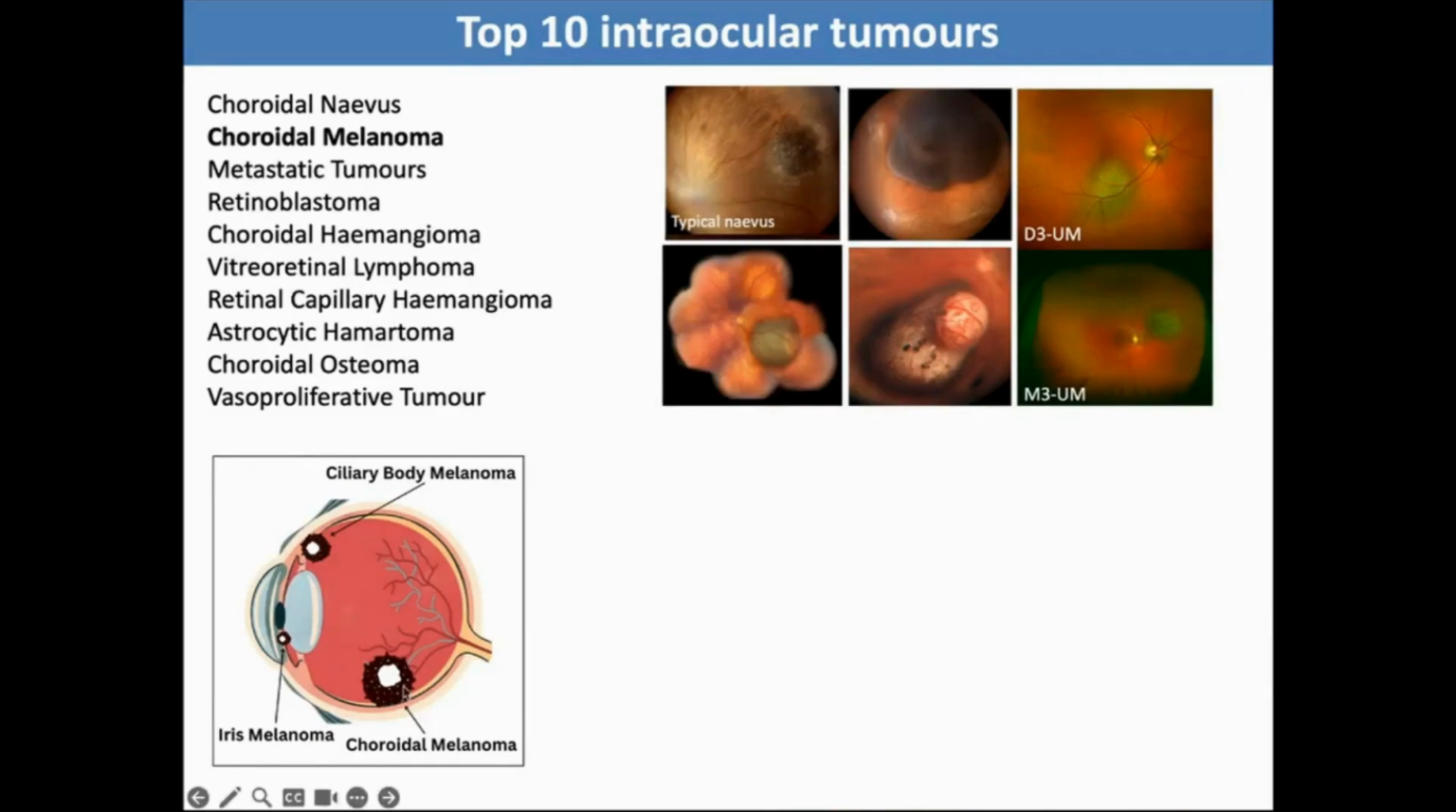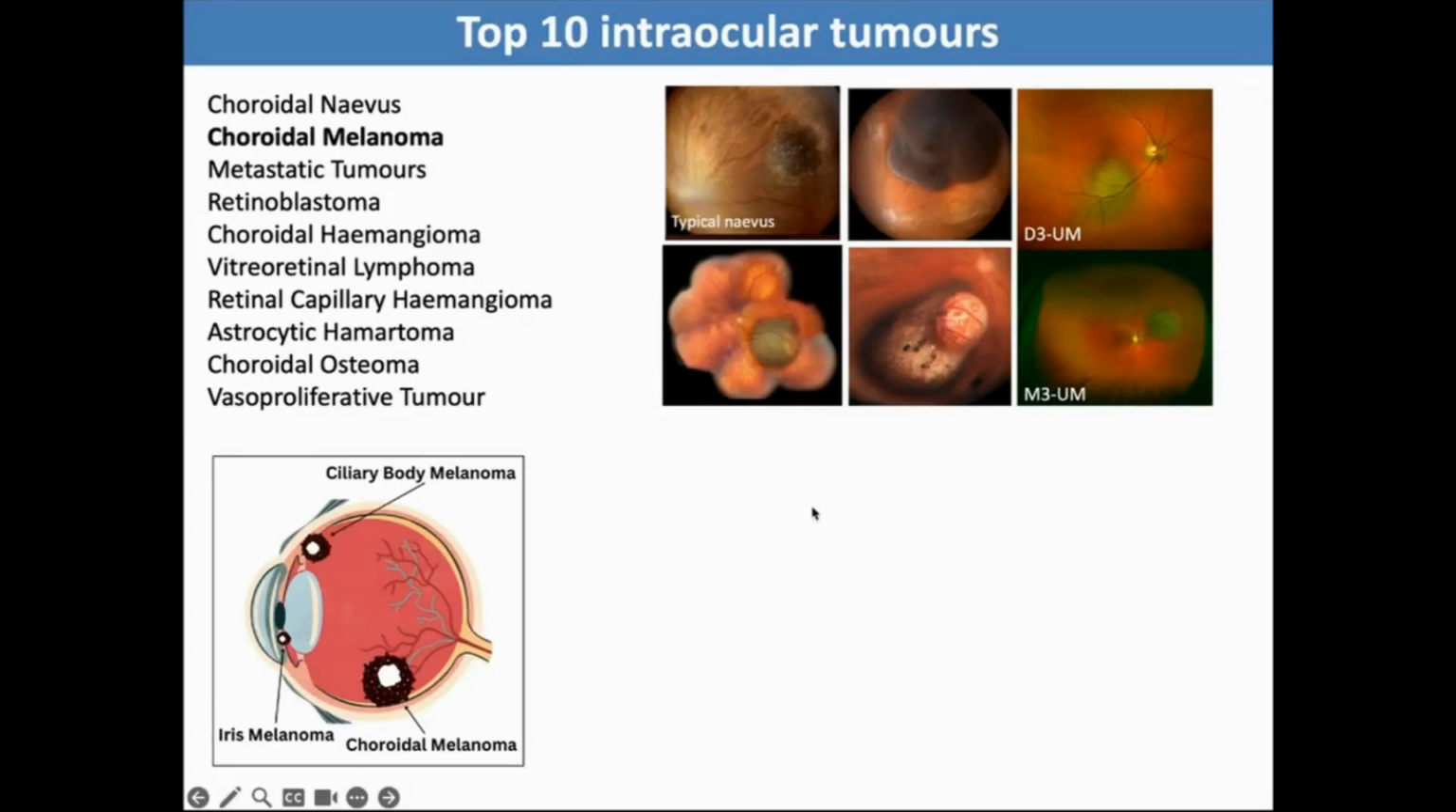So melanomas, choroidal melanomas, can occur in the uveal tract, which includes the choroid, the ciliary body, and the iris, most commonly occurring in the choroid. And these are the clinical images of them. They can be pigmented, but they can also be amelanotic.